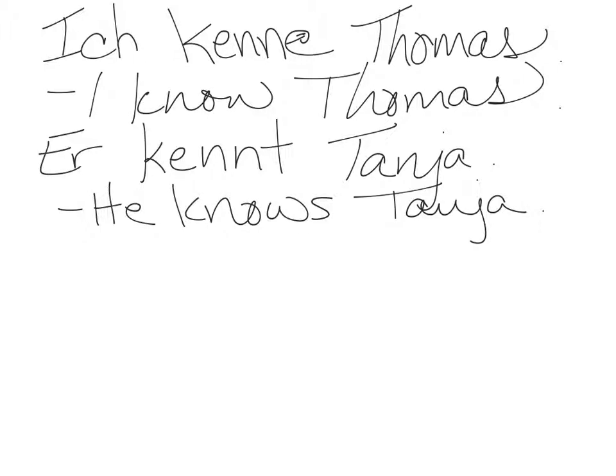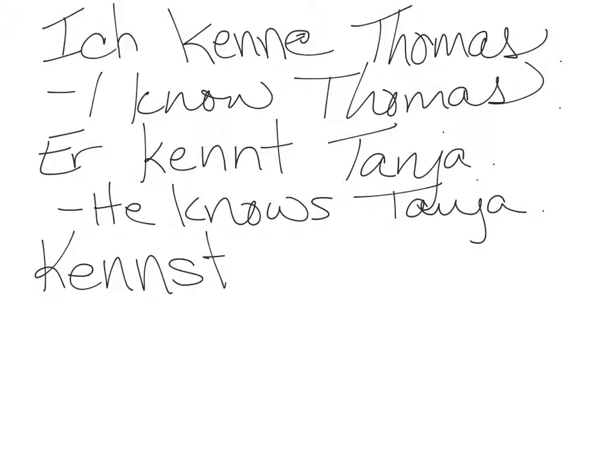Let's try a question. If we were going to ask, do you know Tanya? Wie sagt man you? How do I say you? Du. Okay. How do you conjugate kennen for du? Kennst. So since it's a question, we're not going to start with our main subject. We don't have a question phrase, so we have to start with our verb. Okay. So our first word is going to be kennst. What comes next?